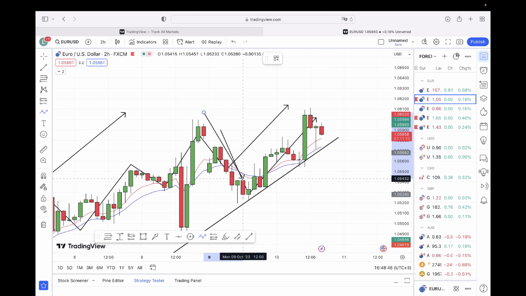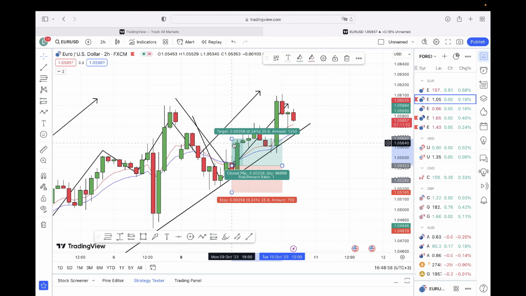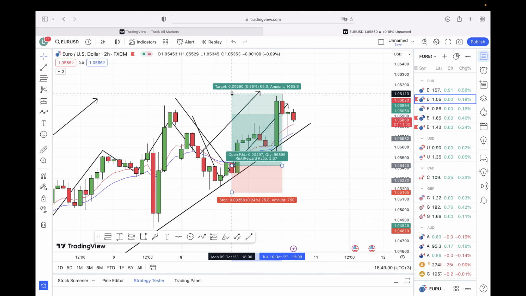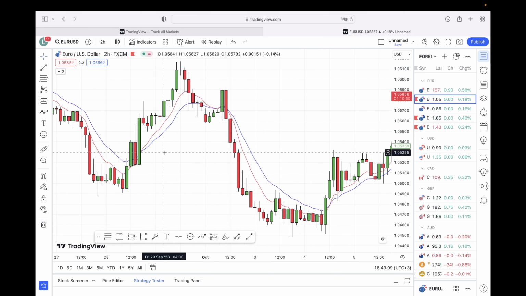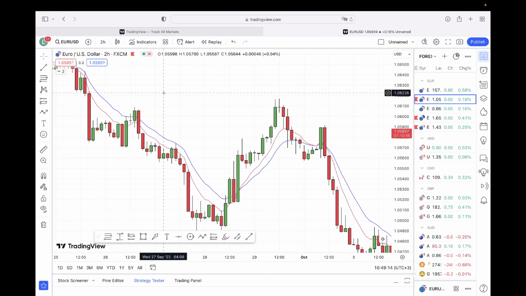We are only taking signals into the trend like this. So here we have another signal, and as you can see, if we would have opened our position right here, we could have caught around 70 pips. So this is the main rule surrounding this strategy.